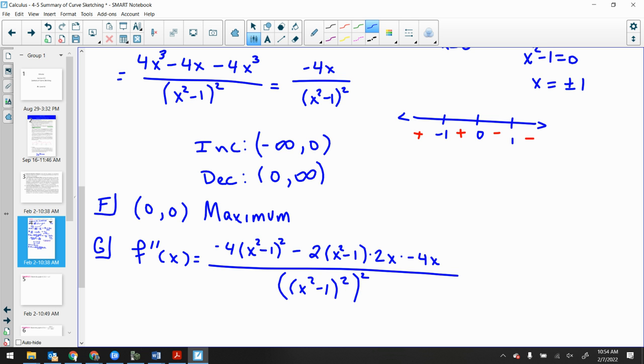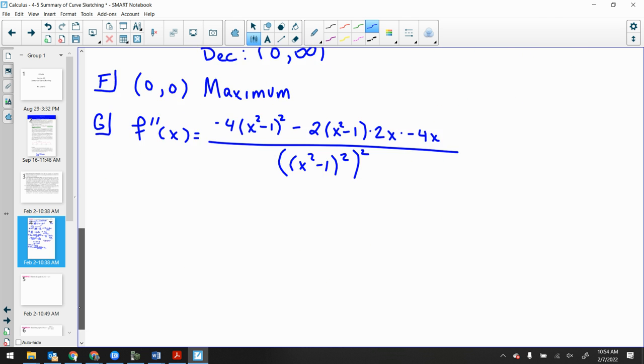Chain rule rigs, come on. Girl, I was trying to figure out chain rule rigs.